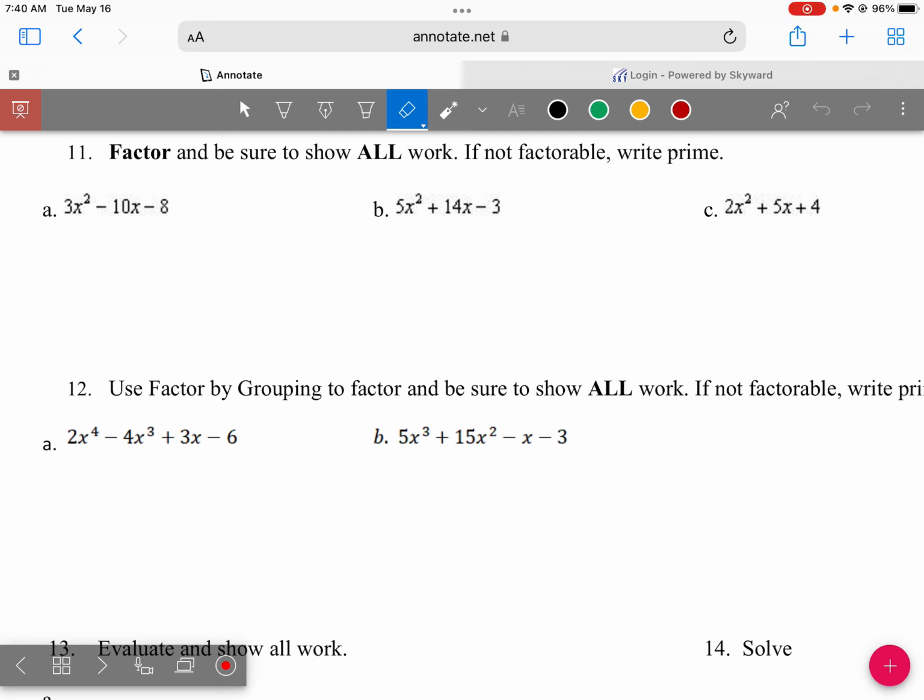All right, so I have 5x squared plus 14x minus 3. First thing you ask is, do I have a GCF? Survey says, no, I do not. So there is not a GCF here. All right, so it has 3 terms and it is 5x squared. It's a quadratic. What's my next thing I should look to do?